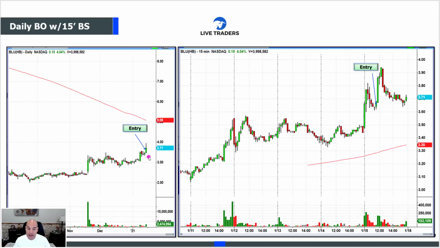Many of you wouldn't have had this on your list. Or if you didn't catch it on the gap list, you would have missed it. Because this is not really a gap. It is a small gap. You can see that right there. It's a small gap, but it's more like a daily breakout or a daily kind of a 5-bar play.